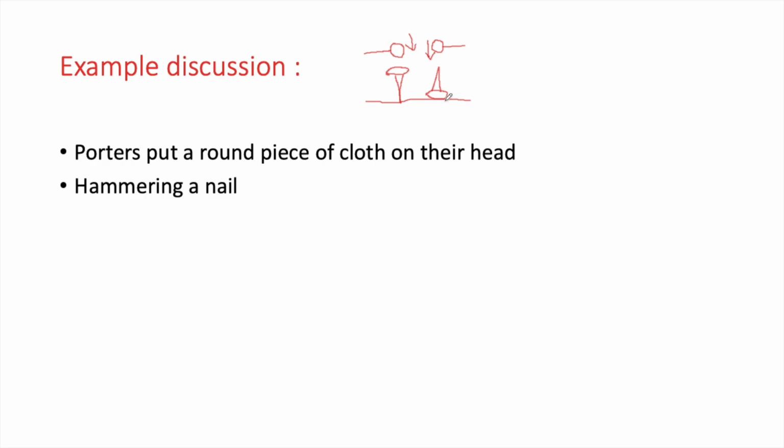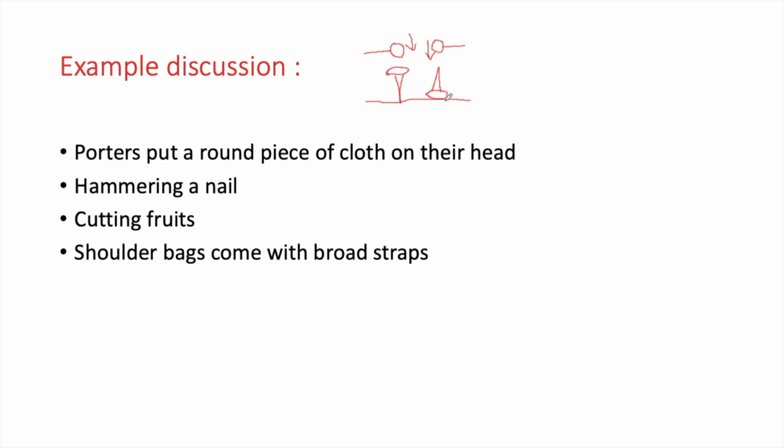Next we have our example. In the same way, it is easier to cut fruits with a sharp knife than with a blunt one, because a sharp knife has less area of contact than a blunt one, thus helping to apply larger pressure to cut the fruits. Likewise, the shoulder bags come with broad straps instead of thin ones in order to increase the area and reduce the pressure of the bag on our shoulders.